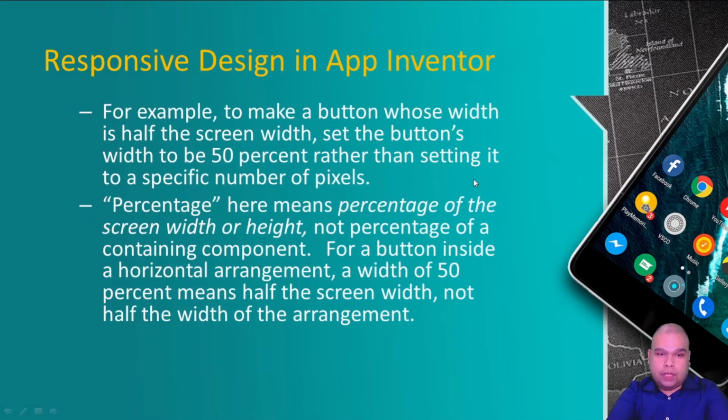For example, to make a button whose width is half of the screen width, set the button's width to be 50% rather than setting it to a specific number of pixels. Percentage here means percentage of the screen width or height, not the percentage of the containing component. For a button inside a horizontal arrangement, a width of 50% means half of the screen width, not half of the width of the arrangement.